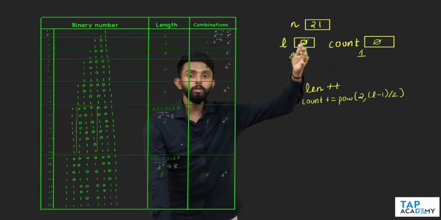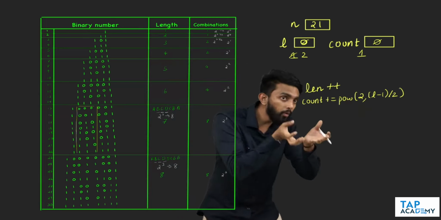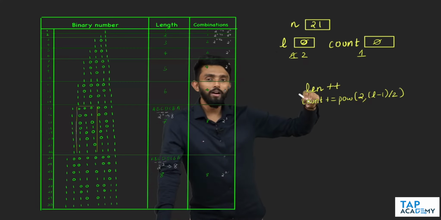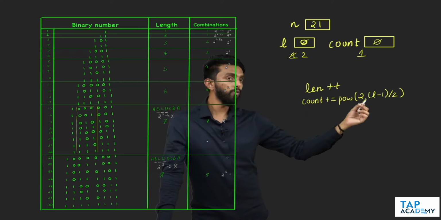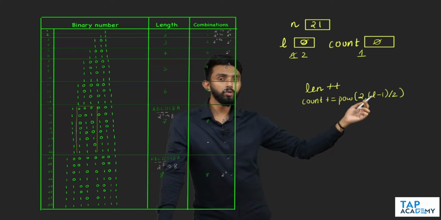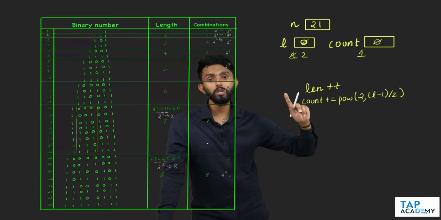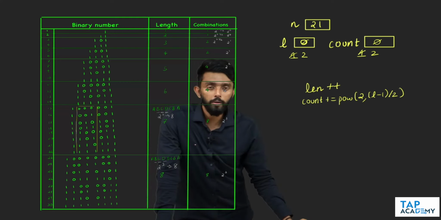Okay. Now length became 2. Now for 2, how many combinations I want, and I want to keep that total count here. So how will you do that? Simple. Existing value of count is 1. 1 plus 2 to the power of (length minus 1) divided by 2. 2 minus 1 is 1. 1 divided by 2 is 0. 2 to the power 0 is 1. So 1 plus 1 is nothing but 2. Are we able to think?